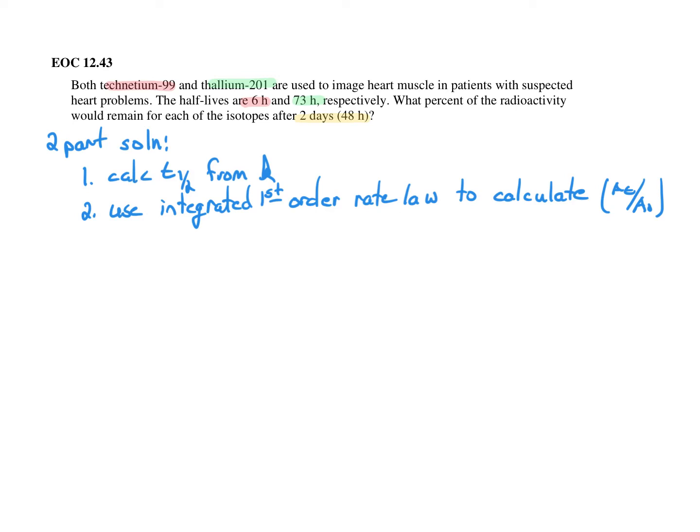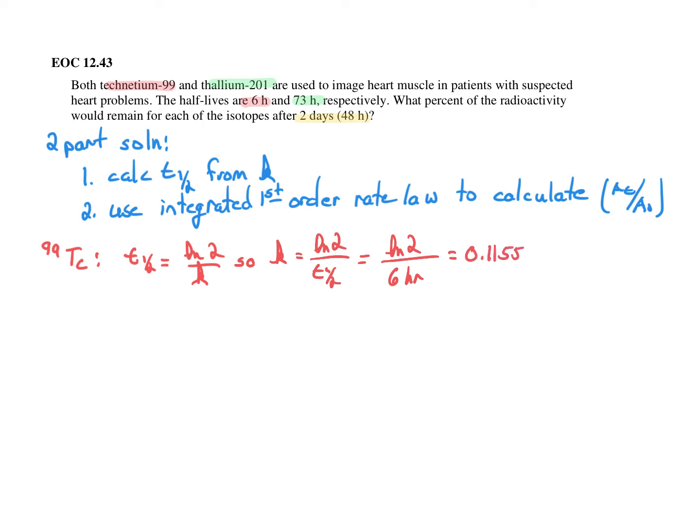For each of these isotopes, we can calculate K from T1/2, and then once we have K, we can use the integrated first-order rate law to calculate the fraction abundance left. The half-life is ln of 2 divided by K, so K can be calculated as ln of 2 over T1/2. For technetium-99, it's ln of 2 divided by 6 hours, resulting in 0.1155. Units are hours minus 1.